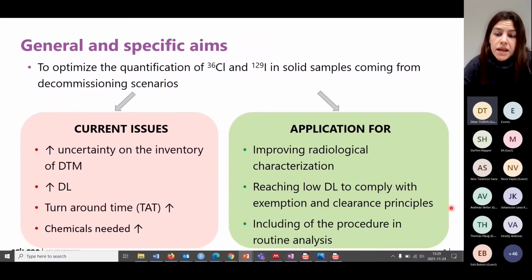So the further application of this optimized procedure would be for improving the radiological characterization, reaching low limits of detection in order to comply with the clearance levels in the legislation, and including this procedure in routine analysis.